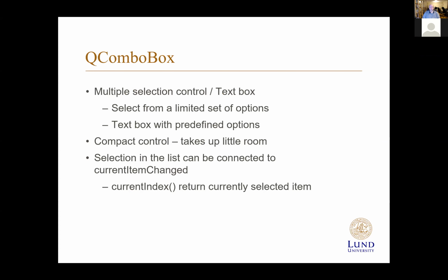A combo box is a special selection box where you can provide a user with a drop-down list where you can select different things. It can also have a text box with predefined options, and it's usually used when you have a limited amount of space and you can't fit all the options in a single window. Then you can have them hidden and then drop down when you want the user to select them. And there is a signal called current item change, which you can connect to an event to check for when the user clicks on this. There is a method called current index, which returns the currently selected item.